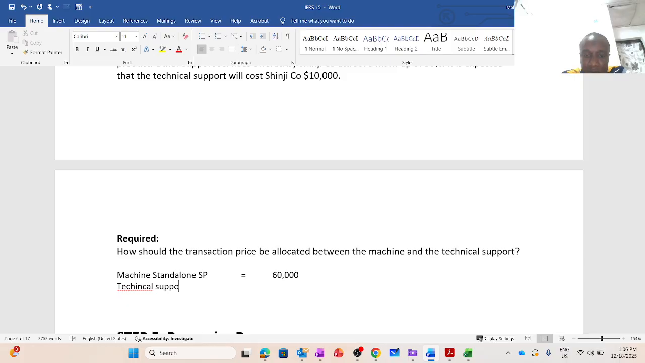And the technical support is given as a markup. I'm not going to deal with the conversion of markup to margin. No, we are going to keep it simple. I'm expecting everyone to know how to convert from markup to margin, and when to use markup and when to use margin. So now the question is giving us markup, and also the cost is given. So we're going to apply it. So it means the standalone selling price for the technical service will be 10,000 multiplied by 150%.